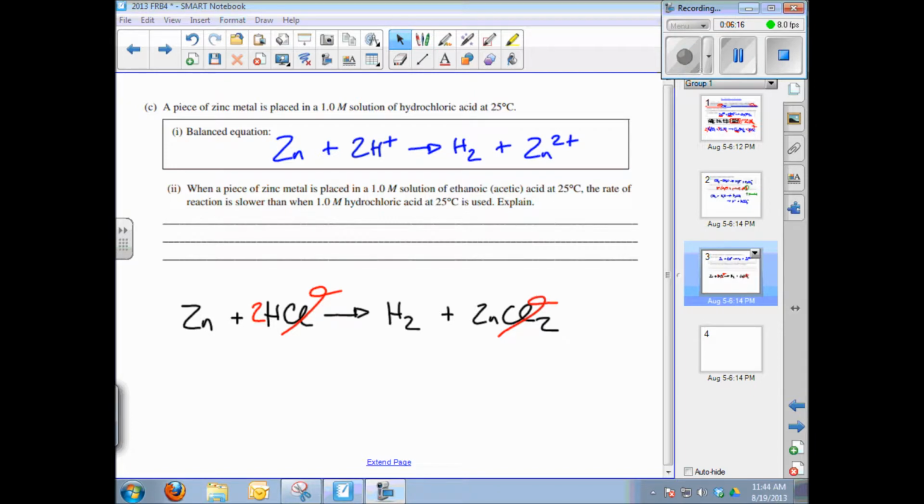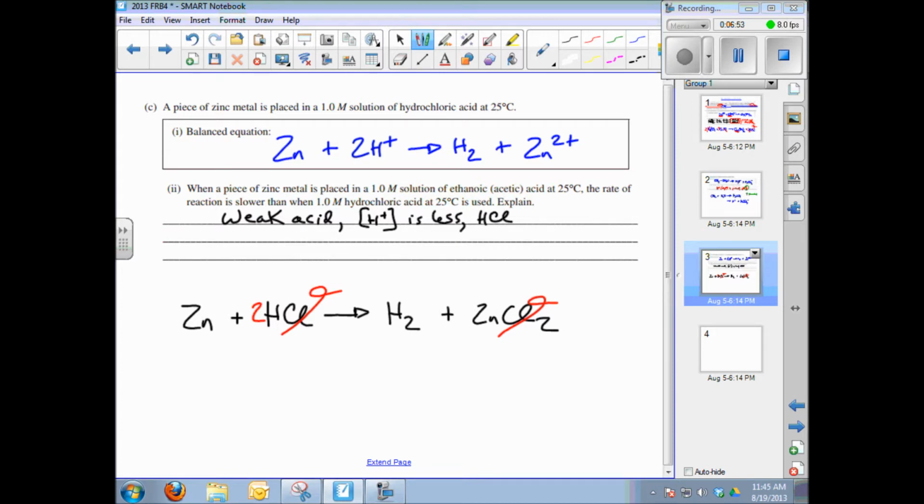The second part of this question says, all right, you put your piece of zinc metal, instead of 1 molar hydrochloric, you put it in 1 molar acetic acid, vinegar, or ethanoic acid at 25 degrees C. The rate of the reaction, the hydrogen gas bubbling, is slower than when you use hydrochloric acid. Why? Well, vinegar, ethanoic, or acetic acid is an organic acid. It is considered a weak acid. And if it's a weak acid, the concentration of the hydrogen ion is less than in a strong acid. And therefore, if the concentration of hydrogen ion is lower, the rate of the reaction is also slower.